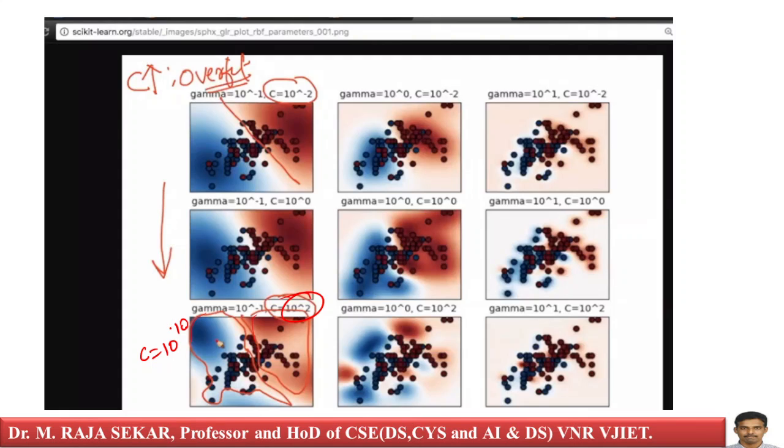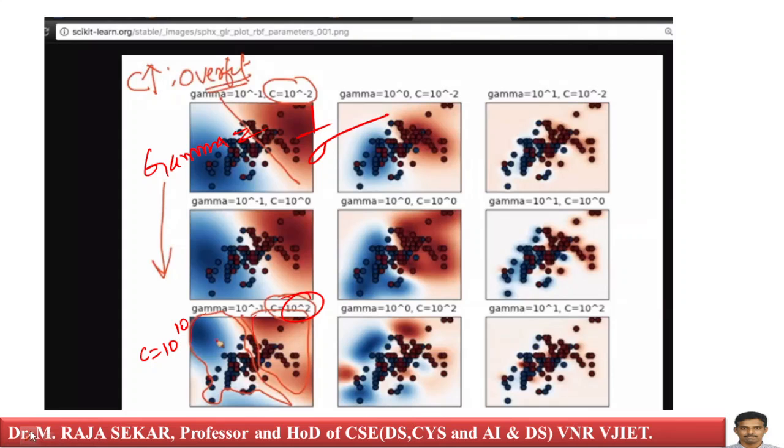Remember, always remember, what is your gamma? Your gamma equal to 1 by sigma, and you get all of this nice documentation on this page. Just search for scikit-learn RBF parameters.